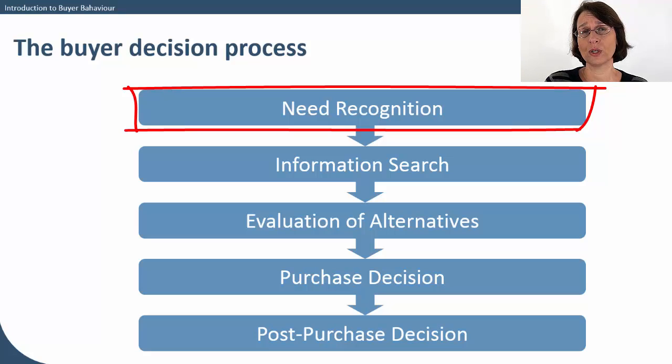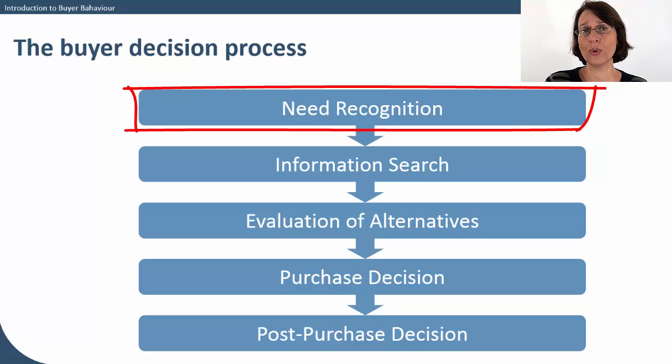Need recognition can also be triggered by internal factors such as hunger, I'm starving, I need a donut, or embarrassment, such as someone getting into your car and saying, I can't believe you've still got this old wreck of a car, and feeling a bit embarrassed, thinking, maybe it's time I upgraded my car. So need recognition can be stimulated by internal and external factors.